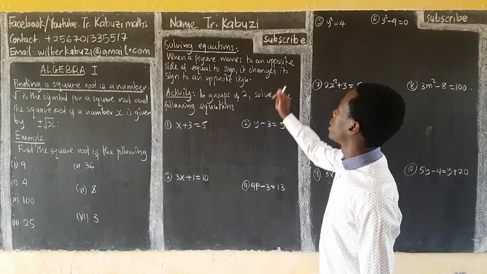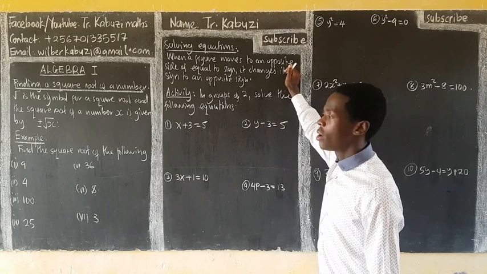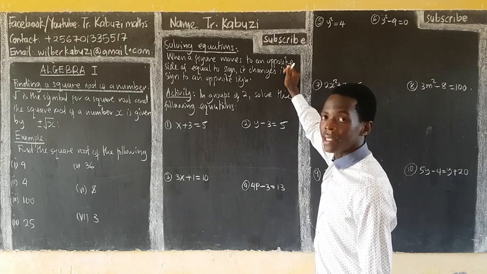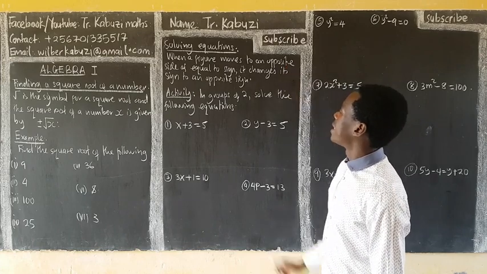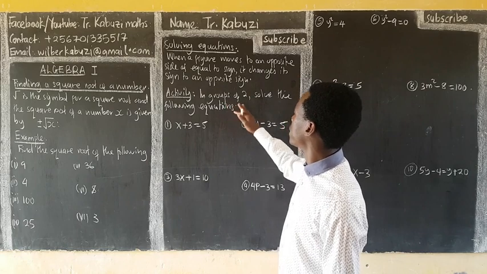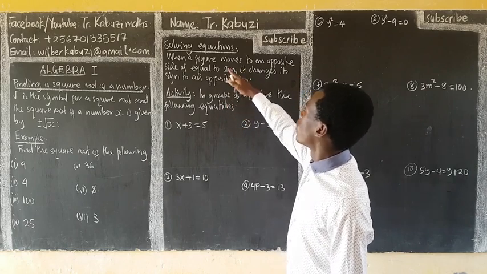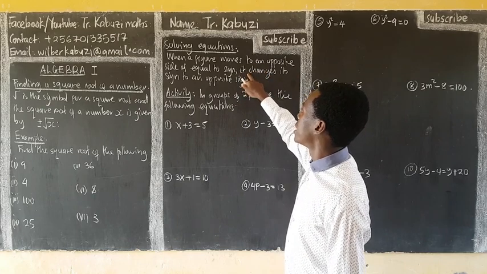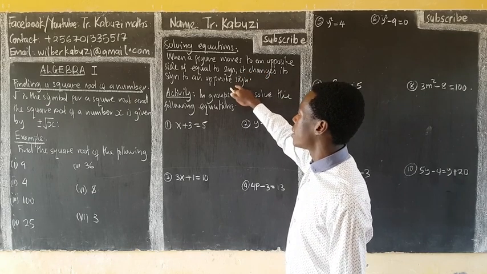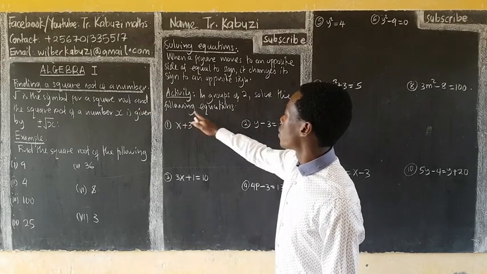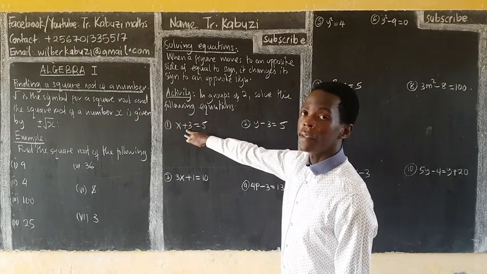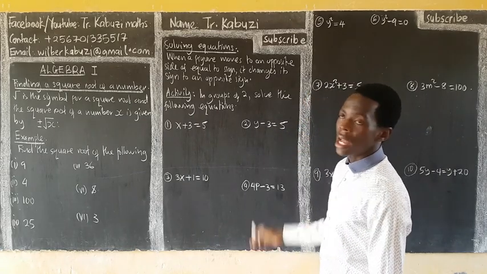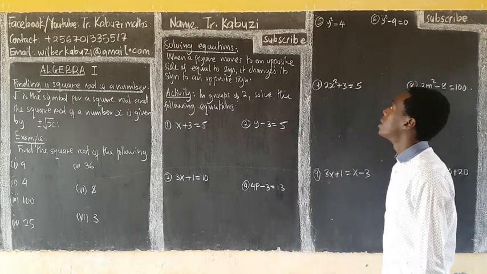Then here, solving equations. I think these ones you saw some ideas from primary level, so we're just going to add on some things. In your groups, what you need to know here is that when a figure moves to the opposite side of the equal to sign, it changes its sign to the opposite sign. So if it is positive and goes to this side, it becomes negative. If it is negative and goes this side, it becomes positive. That's all you need to know here.